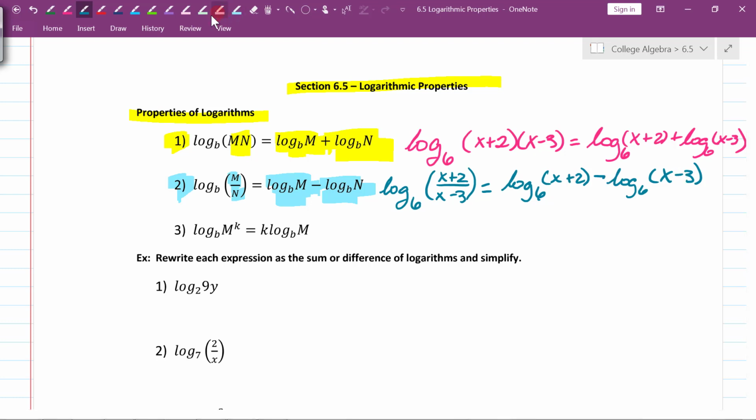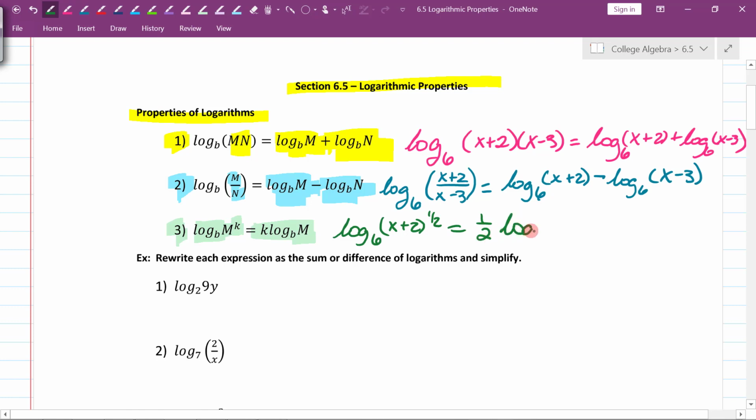Okay? Looking at our next one here, property 3. This says if I have log base b of m raised to the kth power, I can take this k that's up here and bring it down out front. See, it's out front right here. So that would be something like if I have log base 6 of (x plus 2) to the 1/2 power, I can bring that 1/2 out front and then multiply it by log base 6 of (x plus 2). So that's how those properties work.